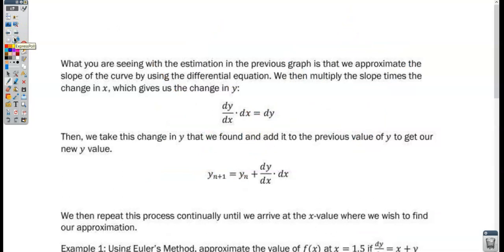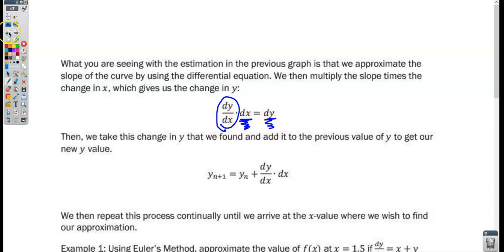What we see here with this estimation is that we approximate the slope of the curve using the differential equation. We did that. And then every time we found a new approximation, what we were really doing was taking that dy/dx that we found and multiplying it times the change in x. And that gave us the change in y.